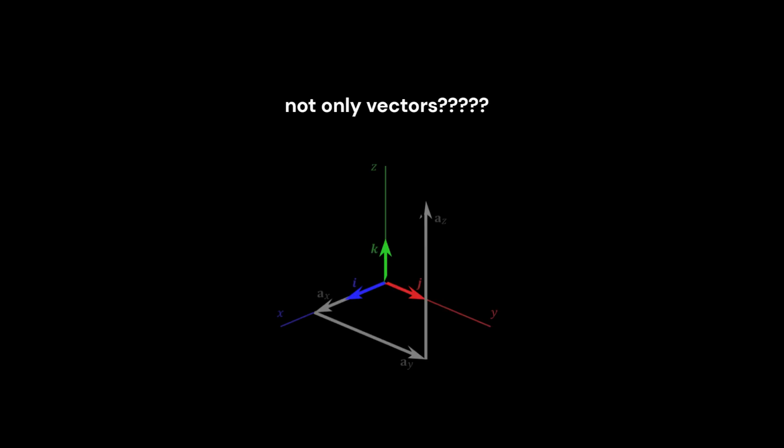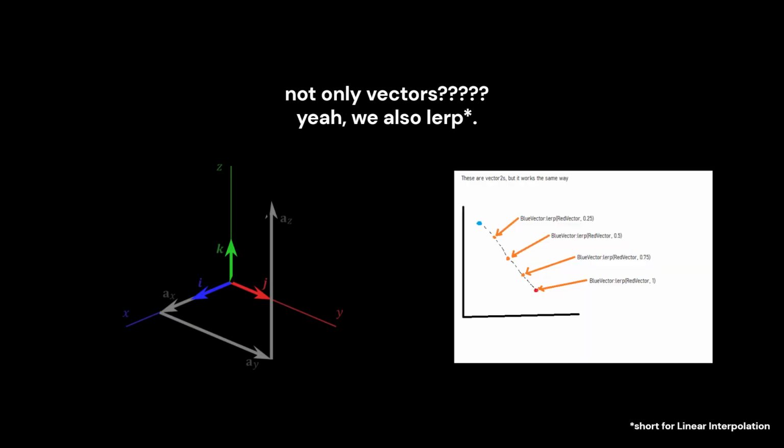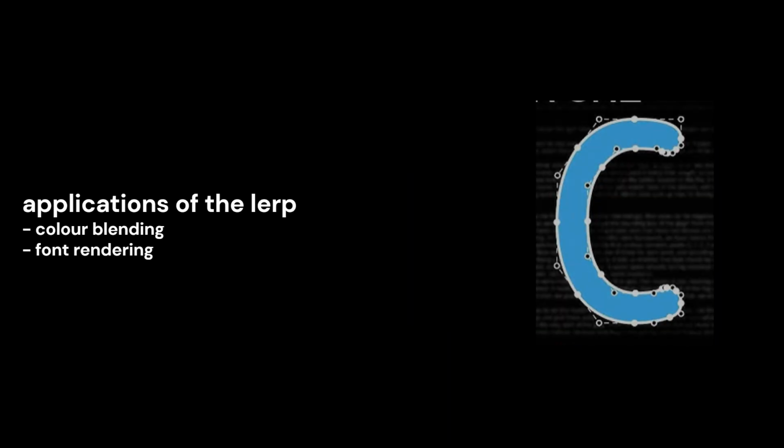However, it's not just that these devices use vectors exclusively. They rely on something called linear interpolation, or a lerp for short. Before I explain what lerping is and how it's used, I should briefly mention a couple of its applications, including color blending, font rendering, and animation.